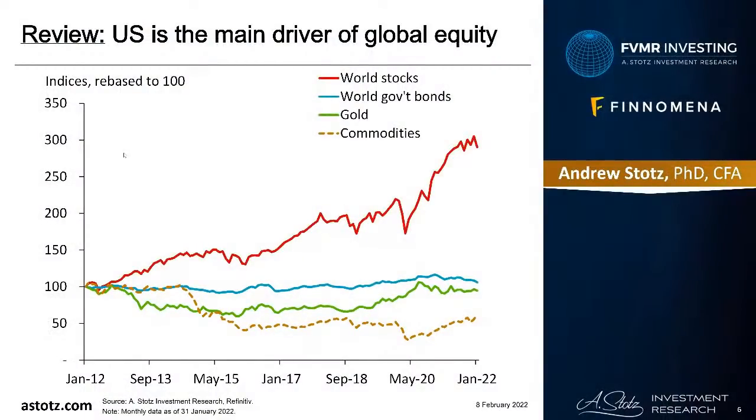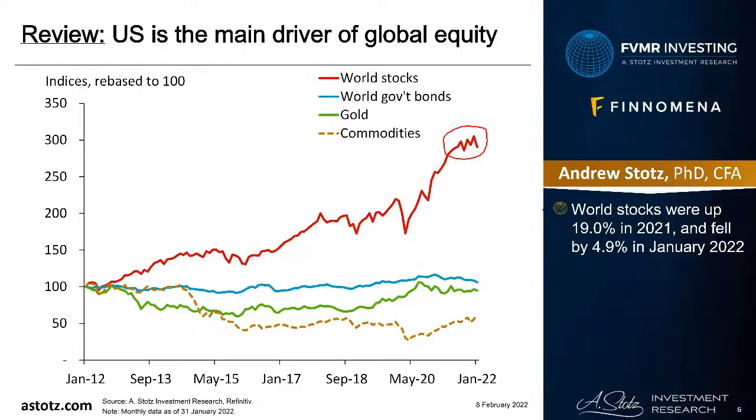So let's start off with a review. The US is the main driver of global equity, and what's interesting, and I'm going to grab my pen here since I want to go through some interesting points, is that the world stock market is kind of flat right now after having such a hard, long ride. If we go into this, we can see that world stocks were up in the period of 2021 by 19%, and they fell by 4.9% in January 2022. I'm just looking at that fall right there.